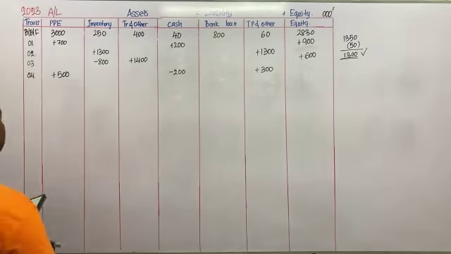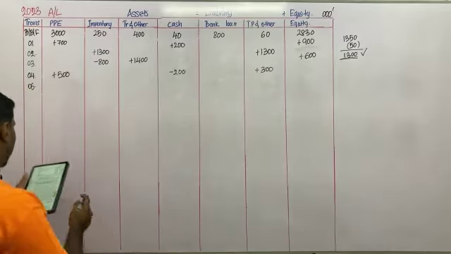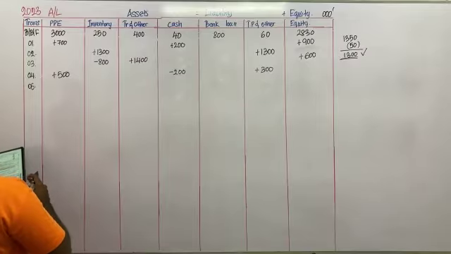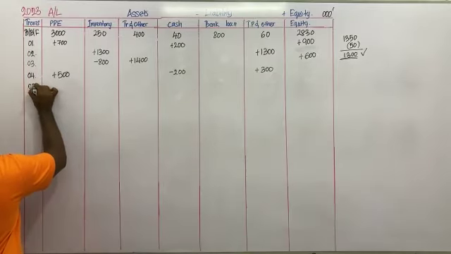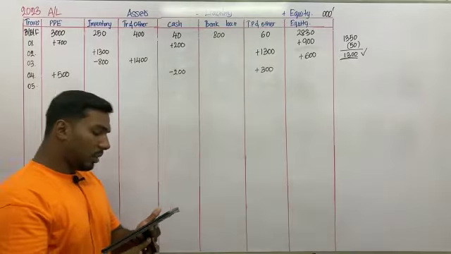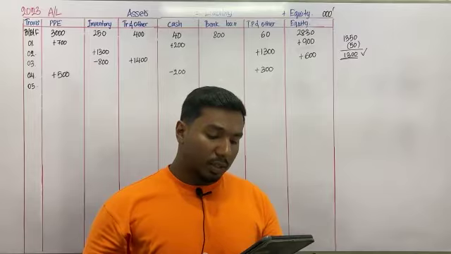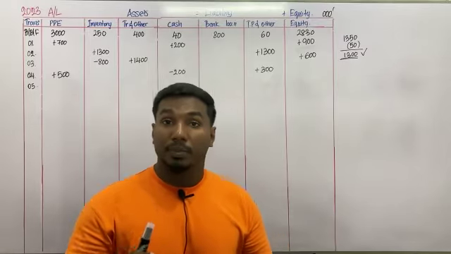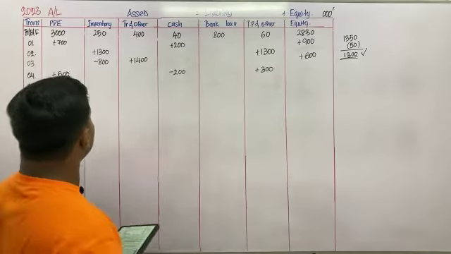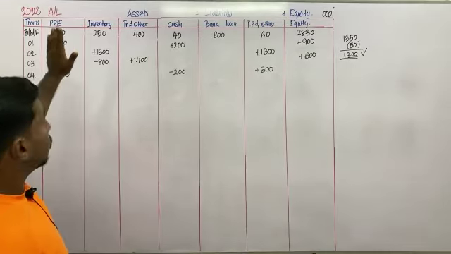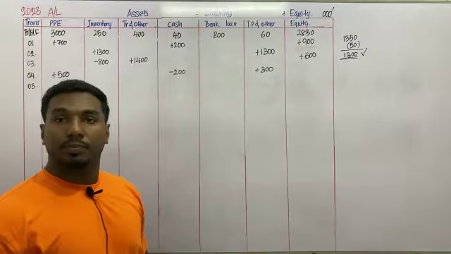Transaction number 5. Goods costing 20,000 purchased during the month were returned to the supplier, which means that is a purchase return. So goods costing 20,000 was returned to the supplier.